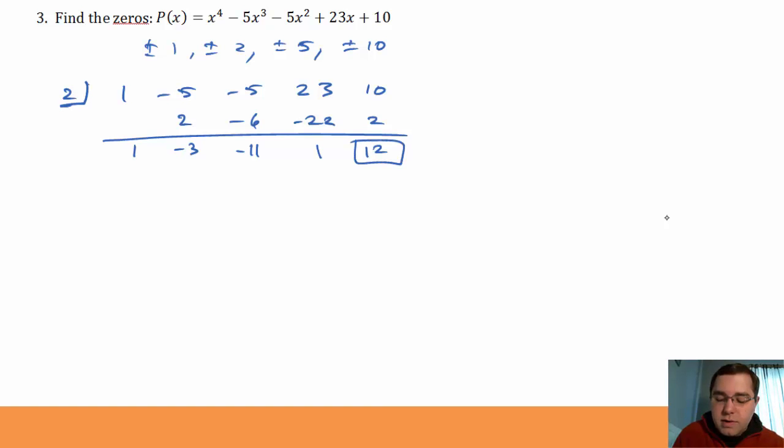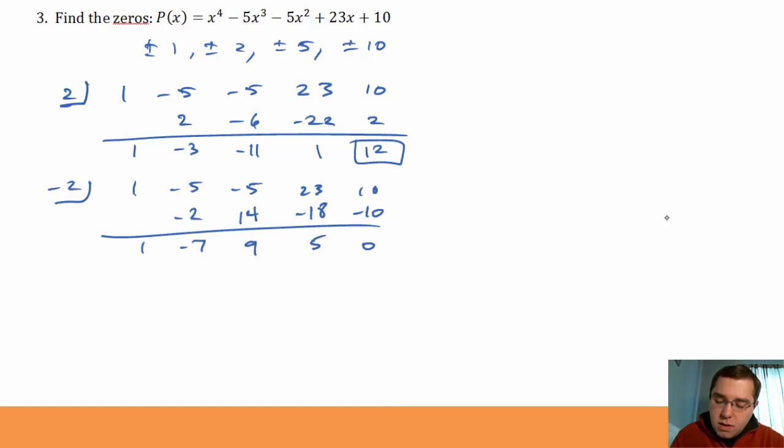Let's try 2, and I'll divide by 2. And I don't get a remainder of 0. 2 doesn't work. Let's try negative 2. And I do get a remainder of 0. So negative 2 works. Now I'll work with this equation, x cubed minus 7x squared plus 9x plus 5.